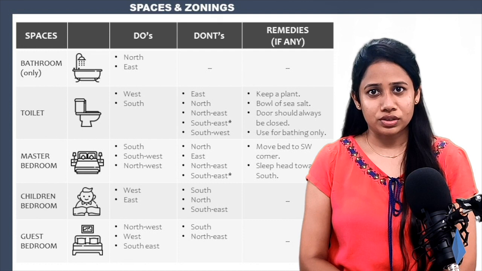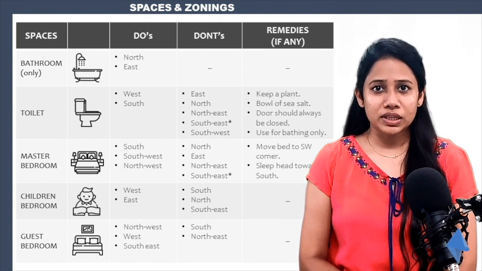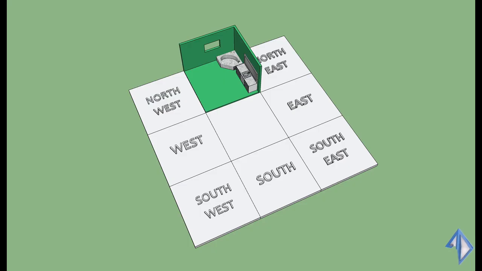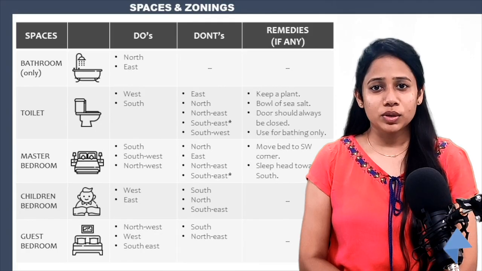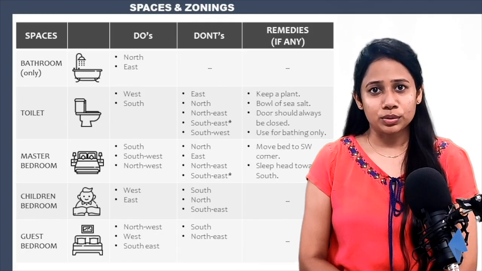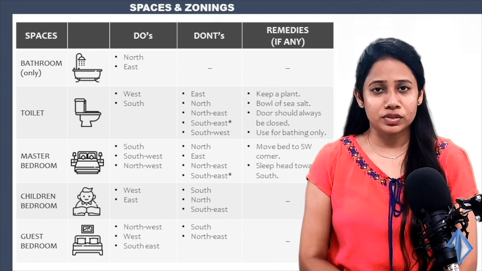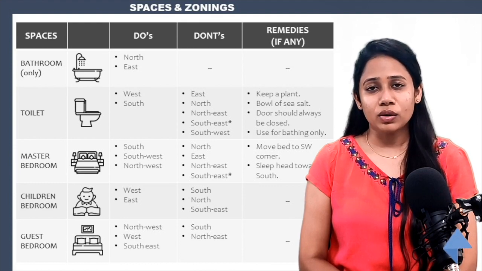Energies of all directions. Now we will see it according to spaces. The first space is bathroom. You can place your bathroom in north direction and east direction. This is because while we use this bathroom, we use it in the morning when we receive all the good ultraviolet rays of sun. These rays help in killing bacteria or germs.